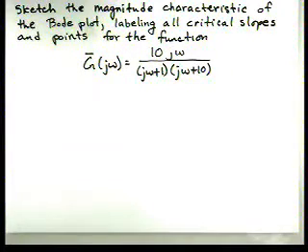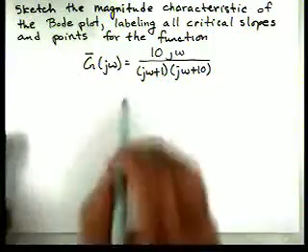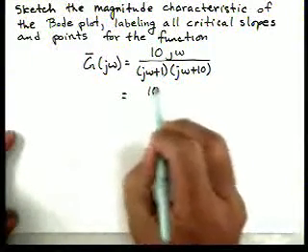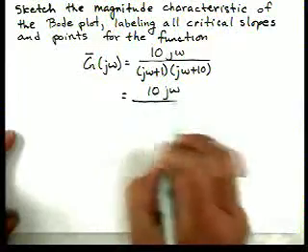Okay, in this problem we're asked to sketch the magnitude characteristic of the Bode plot, labeling all critical slopes and points for the function shown below. First thing we need to do is convert this into standard form. So we have 10 j omega.